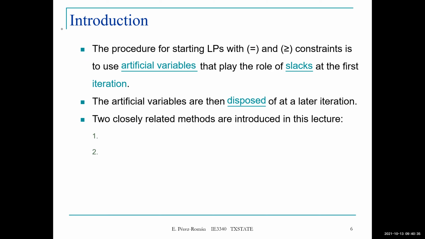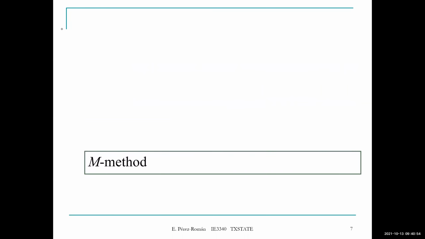The two closely related methods that are introduced in this lecture are the M method and the two-phase method. These are two ways of generating artificial variables and using those to generate an initial solution for your problem. So again, we're going to focus today on the M method.